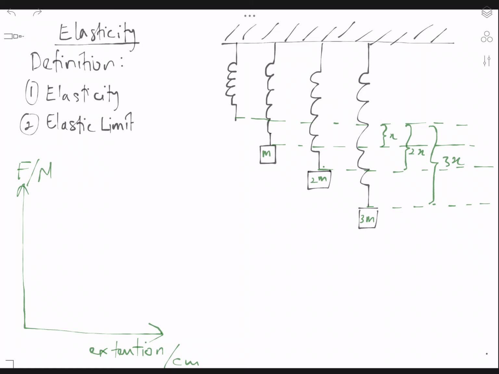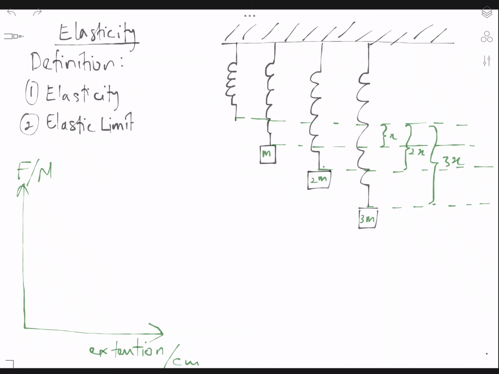Elasticity is defined as the ability of a material to recover its original shape and size after the force that changes its shape is removed. Okay, that is the definition for elasticity. And the definition for elastic limit: the maximum weight that can be loaded on a spring so that it just remains elastic. Okay, that is the definition for elastic limit.